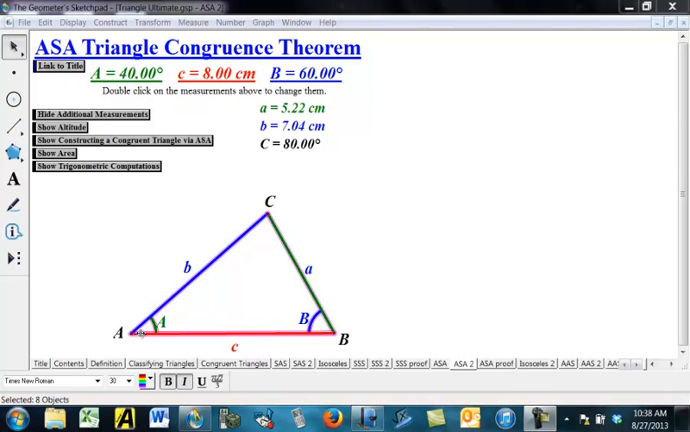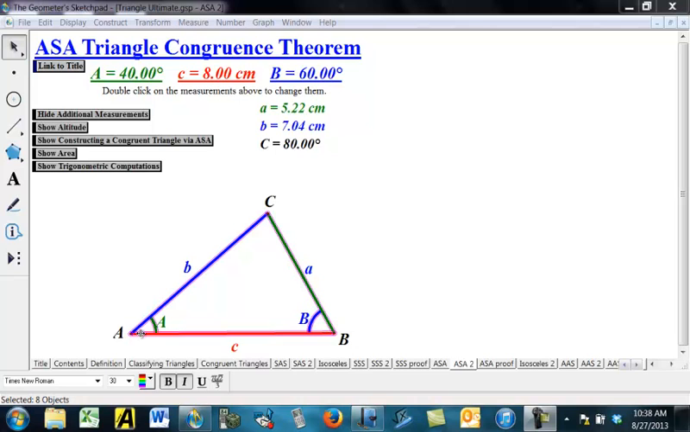This is Jack Jackson back again with some further investigation of the ASA condition. In this part of our sketch we can enter in the values of two angles and the included side for their measurements, and it will construct the triangle to scale, and it will also measure the other parts of the triangle, the other two sides and the other angle.